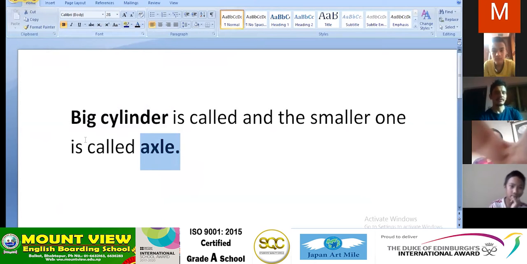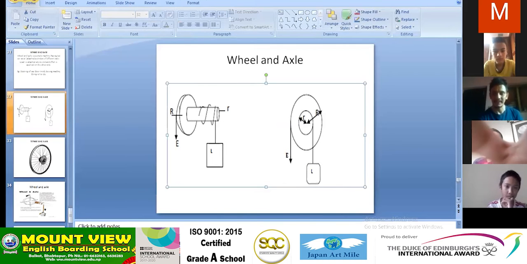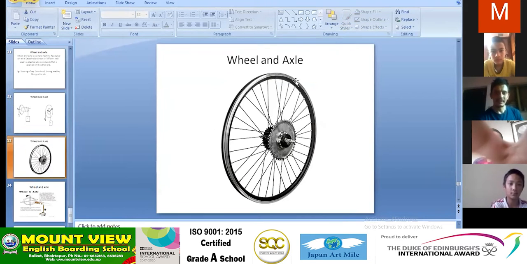If you see on this picture, this is called the big cylinder. If I magnify this, this one is called the big cylinder. Or you can see here, this round one, the rim of the bicycle, this is the big cylinder, and this is the smaller one which is called the axle.